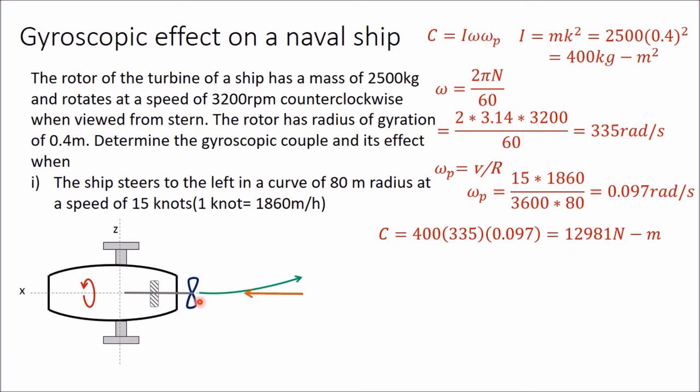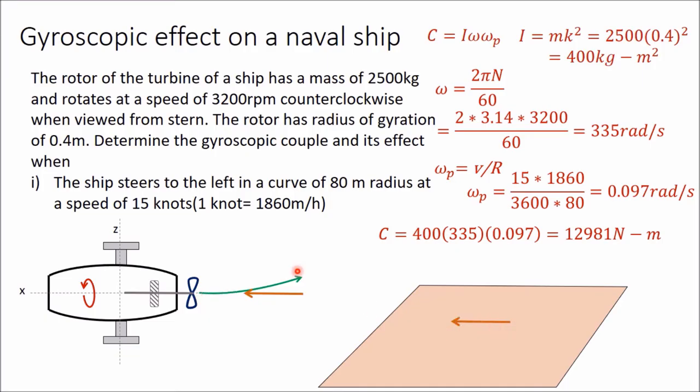Now these rotating parts are rotating in clockwise direction when viewed from the bow side. So from the right hand screw rule, if you rotate a right hand screw in clockwise direction, it will move in this direction. So this is your initial momentum. In the horizontal plane, I have drawn the top view. So this is your initial momentum.